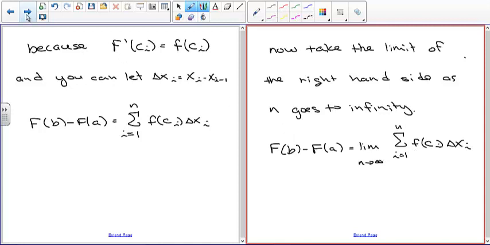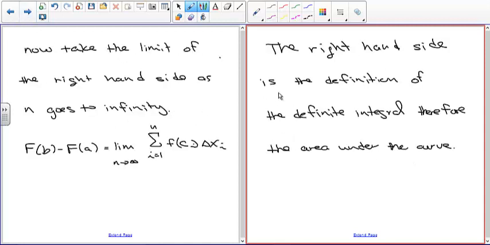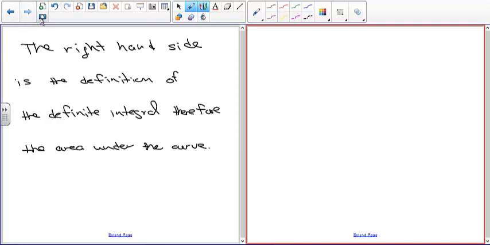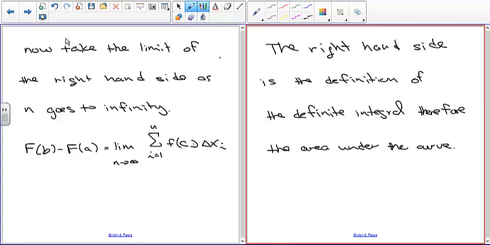So then you can say, the right-hand side is the definition of the definite integral. I didn't finish it, but the last step is we can say that F of b minus F of a, which are the antiderivatives, is equal to the definite integral from a to b of f of x times dx. Ta-da. Okay, so that's how you prove the fundamental theorem of calculus.